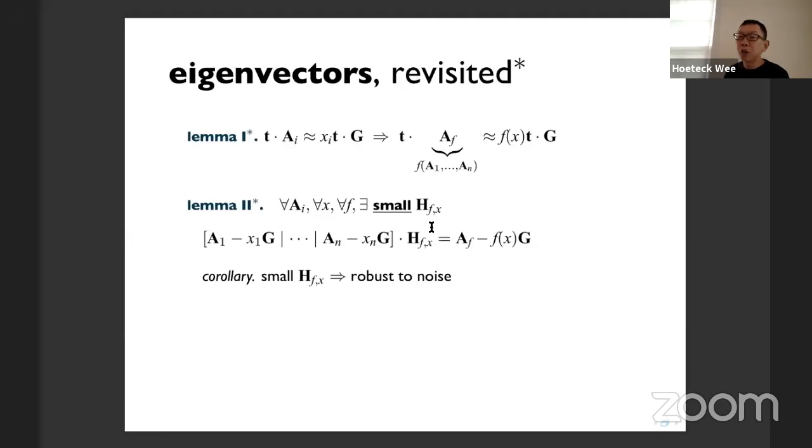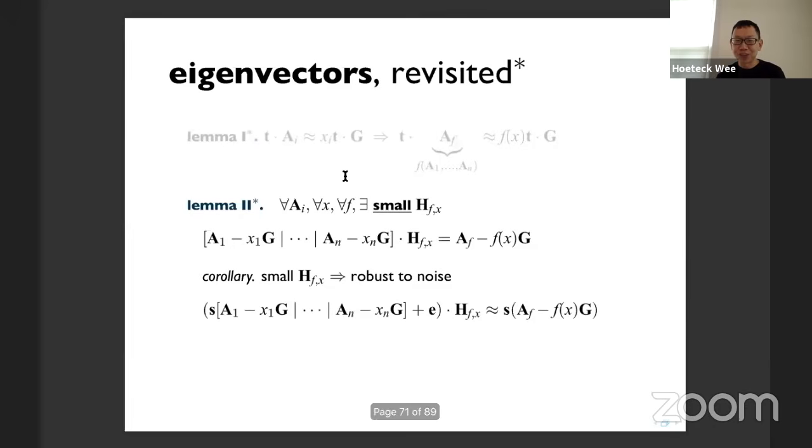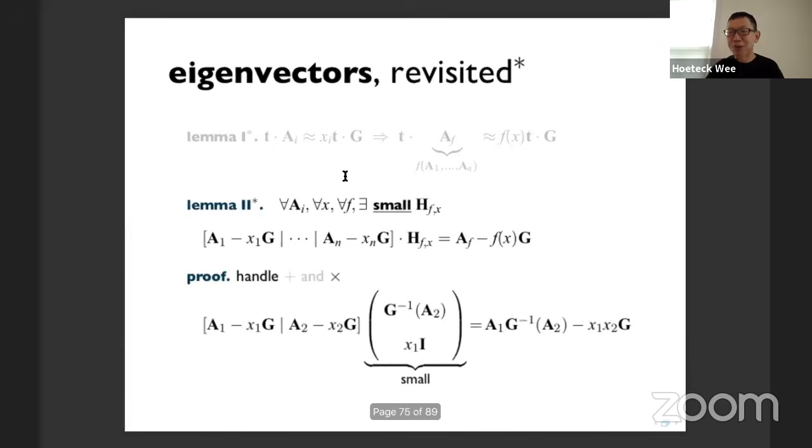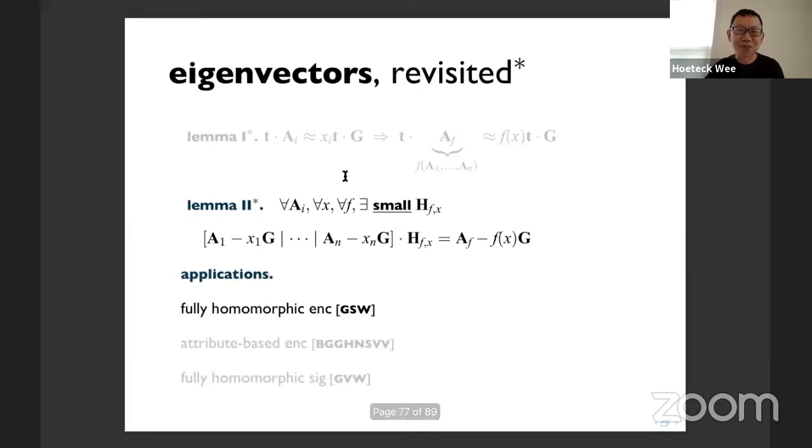The reason why H being small is useful is that it gives you an equation that's robust to noise. What this means is that if on the left-hand side you have this quantity plus noise, the noise gets multiplied by H, and you get something approximately close on the right-hand side. So if you have a version where H is small, it gives you a version of lemma 1 for approximate equality. The proof is basically as before: you do addition and multiplication, but you have to be a bit more careful when you do the G inverses. So I'm going to skip this part.